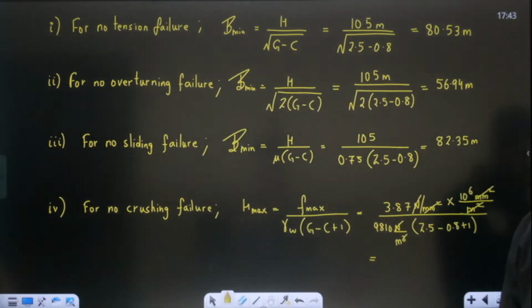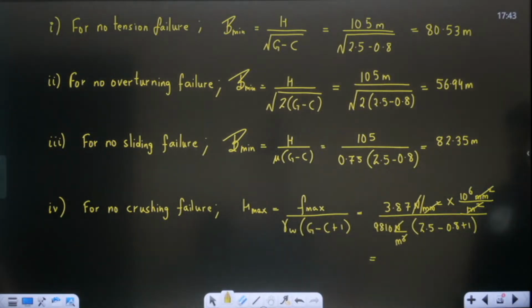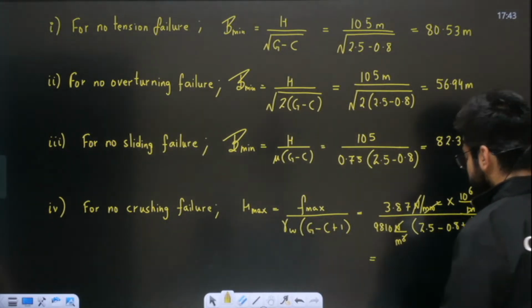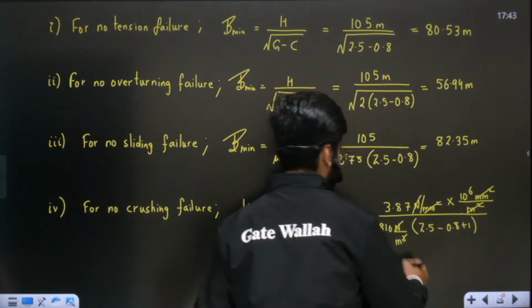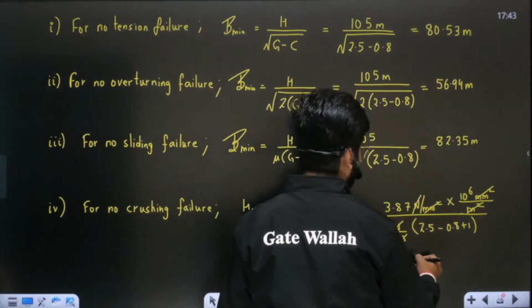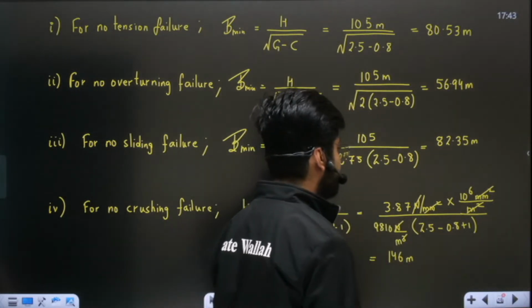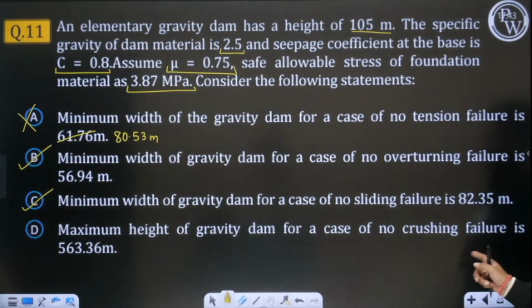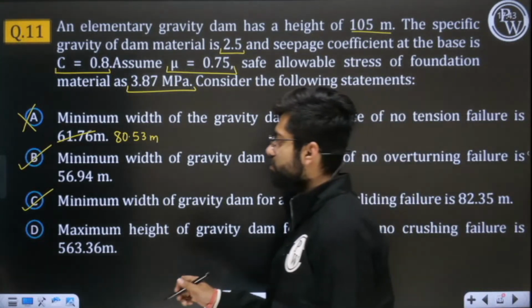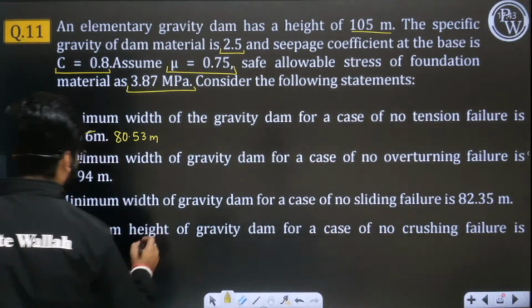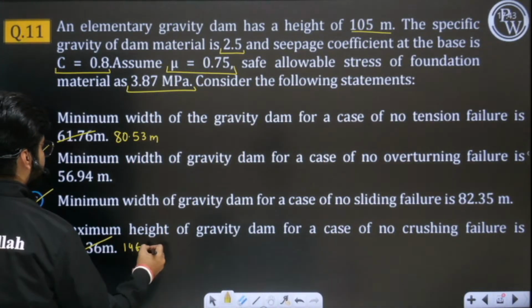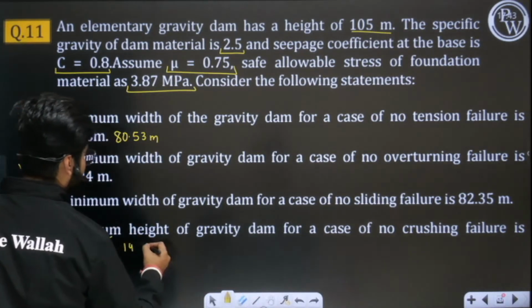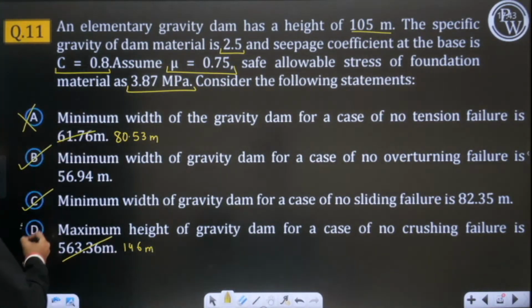What maximum height are we getting here? If we solve it, you will get it as 146. So let us check if the last option is 146 or not. For the case of no crushing failure, the height is 146. No. If this would have been 146, then the fourth option would have been correct, but unfortunately this is wrong. Okay, so option D is correct here.